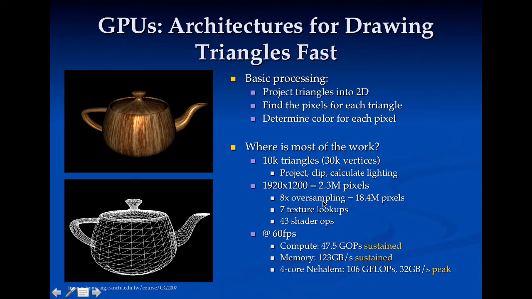With this much oversampling at this high resolution, we've got 18.4 million individual pixels that we need to render for the entire screen. For each one of these pixels, maybe we do 7 texture lookups and a whole bunch of shader operations, and we want to do this at 60 frames per second to keep people happy. That's a huge amount of computation and memory bandwidth that's required.